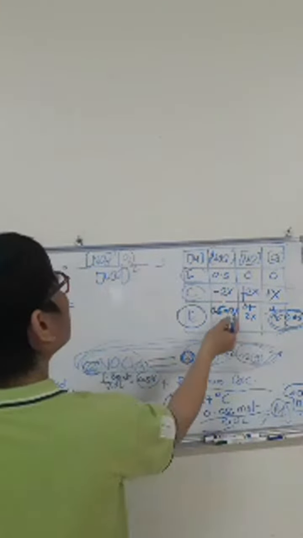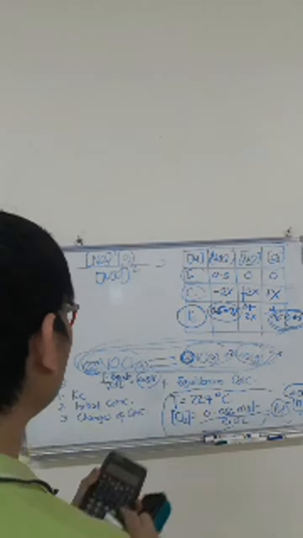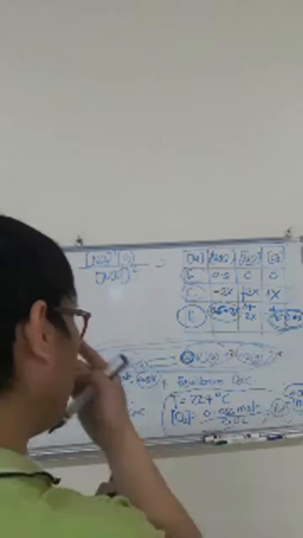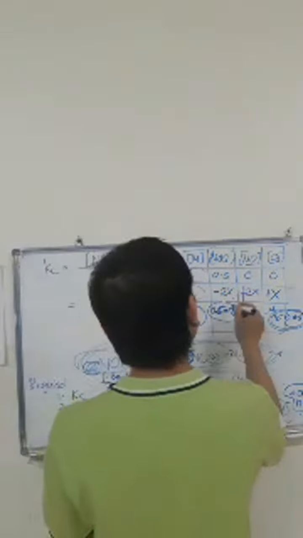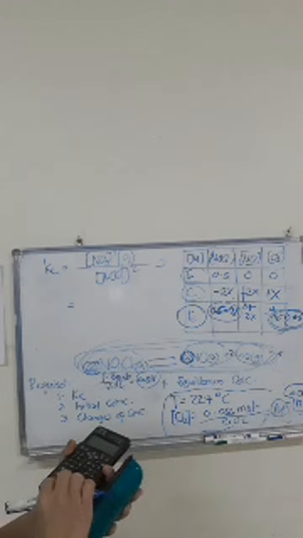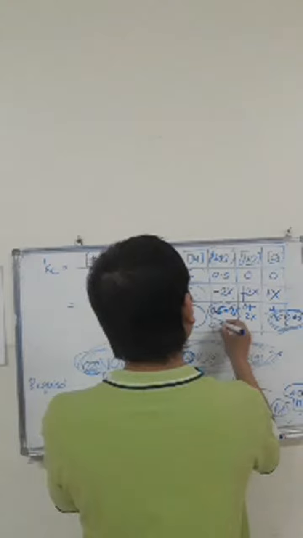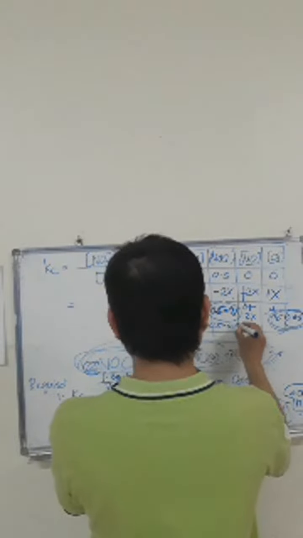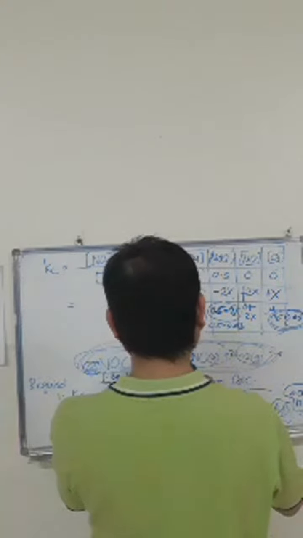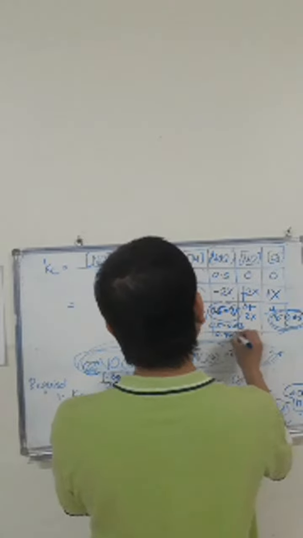Let's substitute 0.028 now in our equation. NO is 0.5 minus 2x. So 2 times 0.028 is equal to 0.056. So 0.5 minus 0.056 is equal to 0.444, which is our equilibrium concentration of NO.